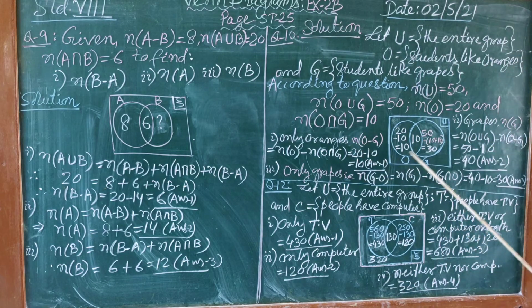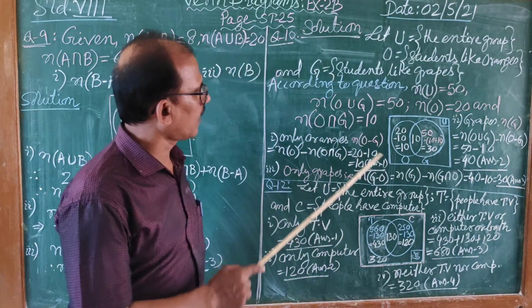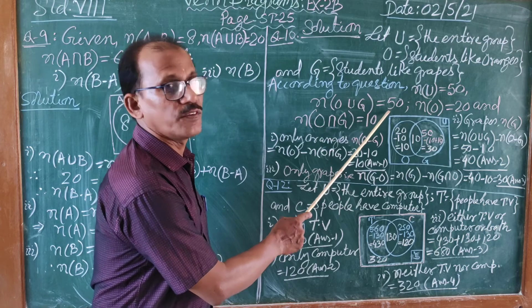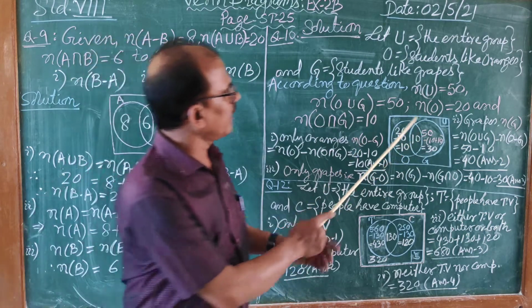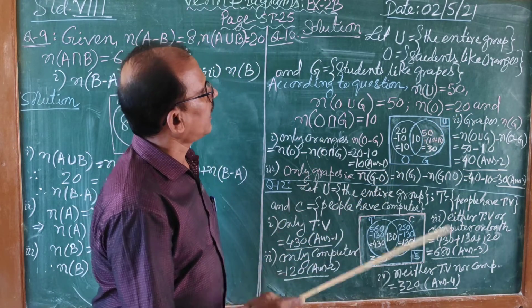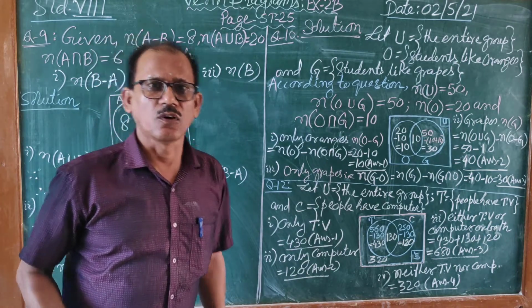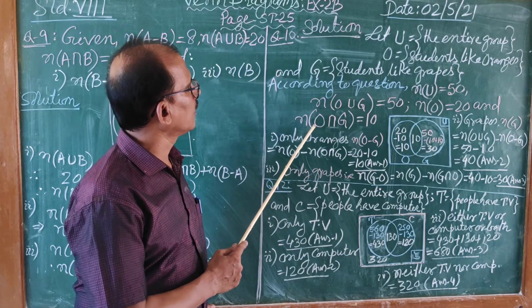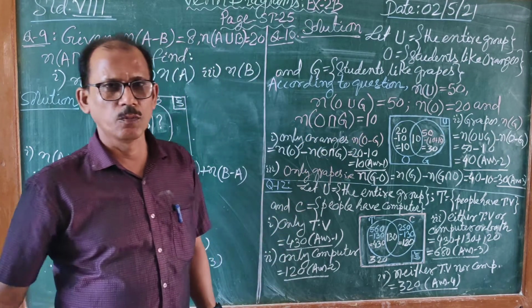Had it been so, they would have been in the complement part of the visual. Could you understand? As many students as are there, they like either of the things or both. Therefore, all are there in the union part. That is why it is according to the question. Now, cardinal number of O union G will be 50. Now n(O) is given to you as 20, because 20 students like oranges. And both oranges and grapes, how many students like it? They are 10. So symbolically n(O intersection G) is 10. I hope you have understood.